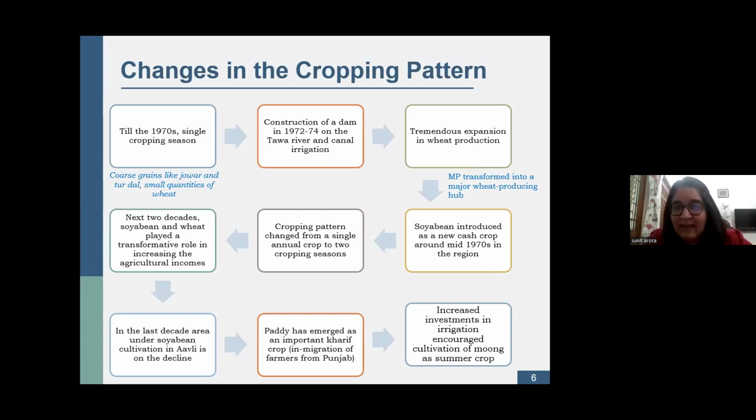Now, when they came to central India, they did not only come with the money to invest in land, they also came with the knowledge on how to cultivate different crops that they were used to cultivating in Punjab, which were basically wheat and paddy. Now comes the introduction of paddy in central India.